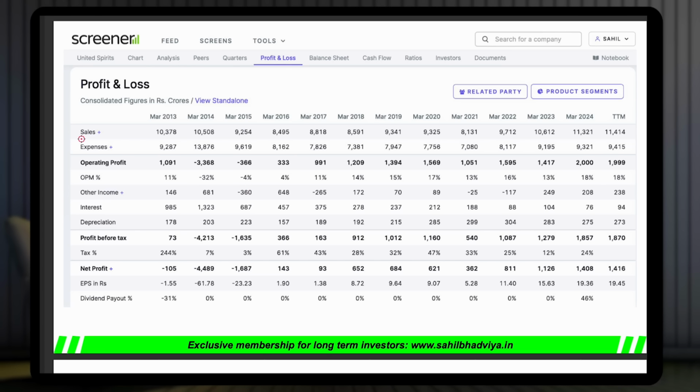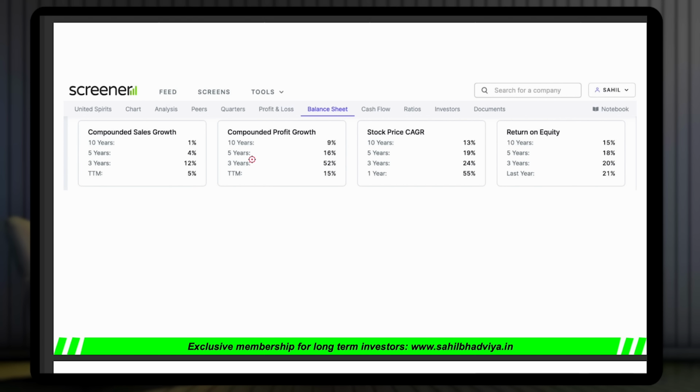Then if you look at the financials, the company's top line has been flat over the years. However, its net profits have grown significantly. One of the reasons is that the company's operating margins have expanded, and second, the company's taxation has reduced. The company's 5-year profit growth is 16% CAGR and the stock has compounded at a 20% CAGR.